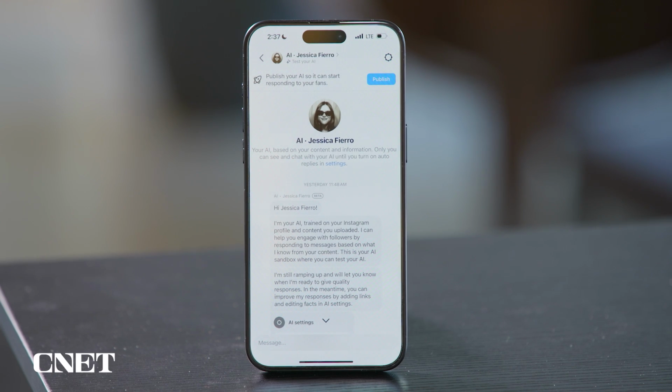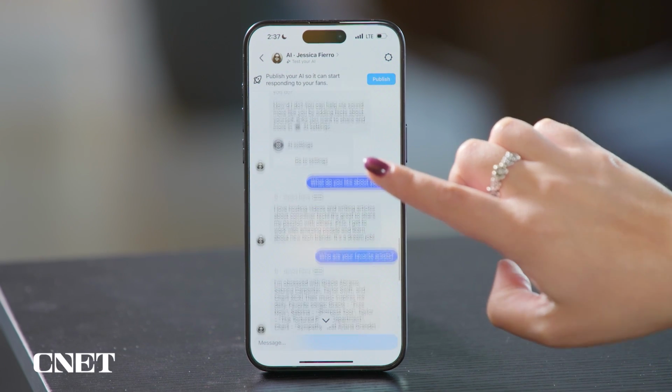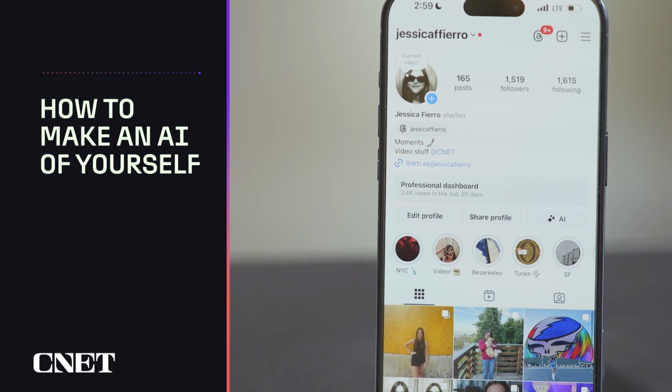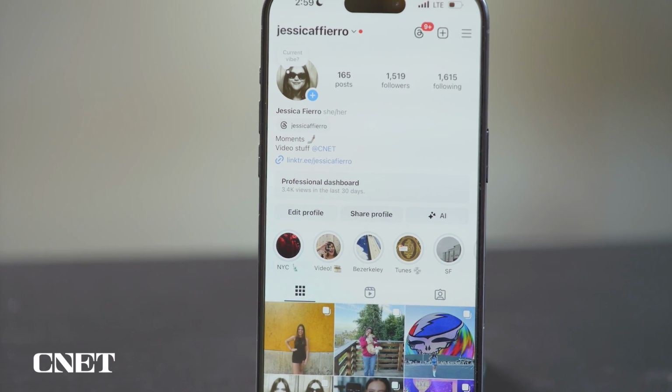For example, I'm just a regular user, but I still wanted to test it out to see how realistic of responses it can generate. You can also create an AI of a character related to your interests. Plus, you can talk to chatbots made by other users. Let's go over how to create both types of AI chatbots, starting with a copy of yourself. Note that this feature is still in beta.